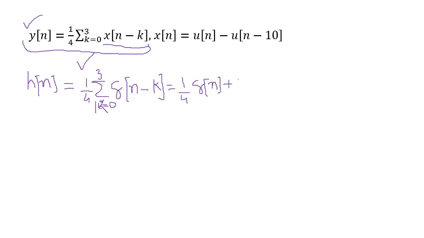Then again we have 1 by 4. Now this time we replace k by 1, so it will be impulse of n minus 1. Then we have, now again we replace k by 2, so it will be impulse of n minus 2, and then we get another term that's 1 by 4, and now we replace k by 3, so it will be impulse of n minus 3.